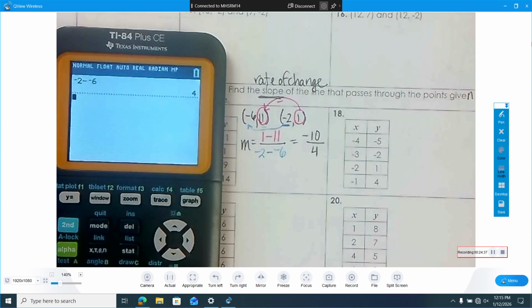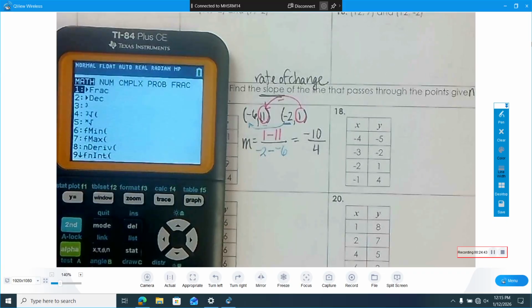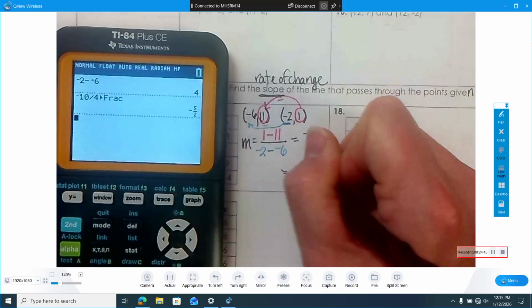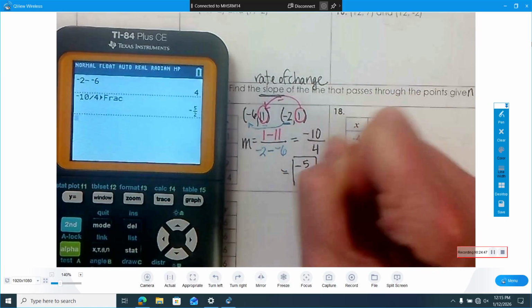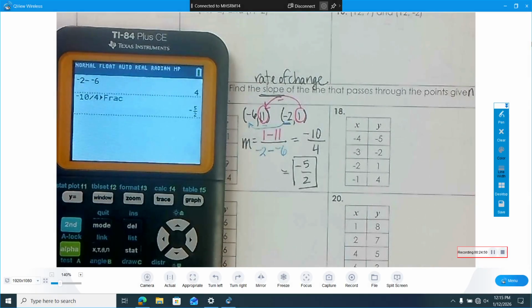We get a 4. Is this a good answer? I need to reduce. So negative 10 over 4, I'm going to math bracket. Negative 5 over 2. Your fractions need to be reduced.